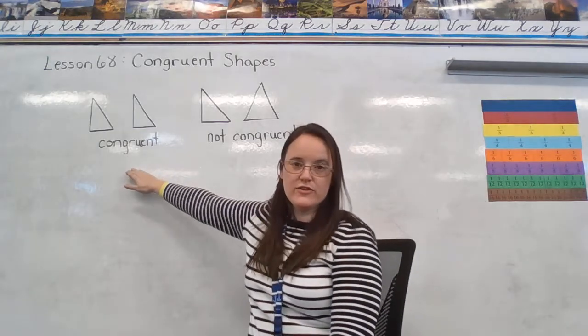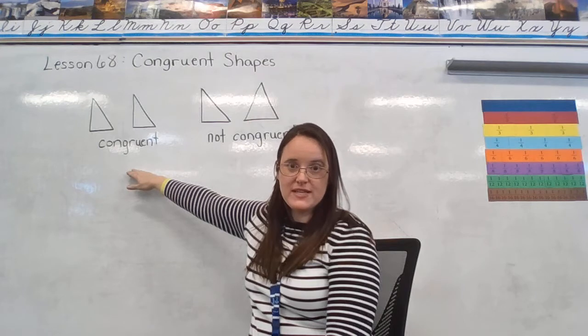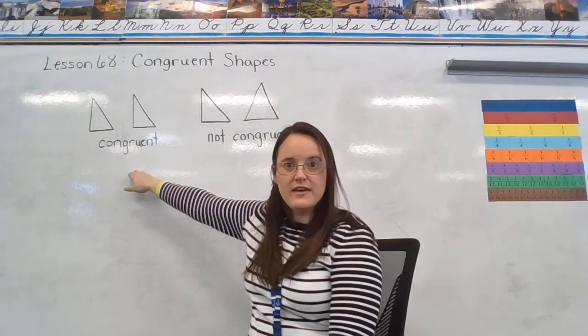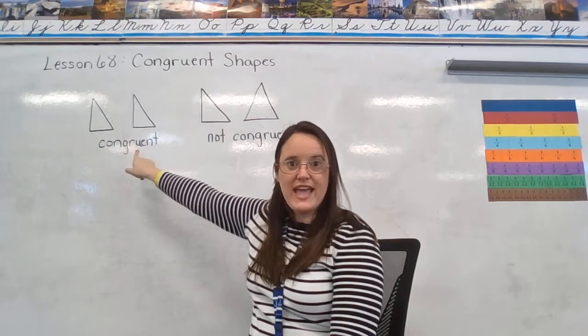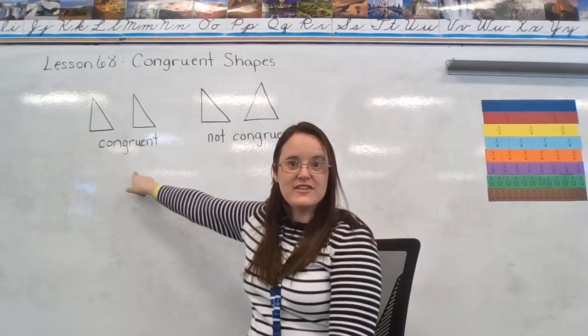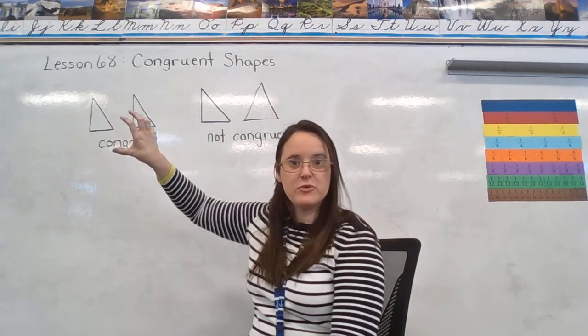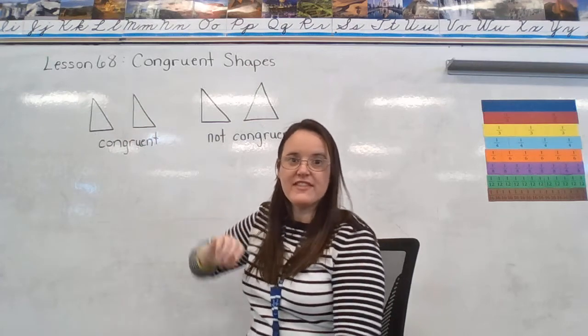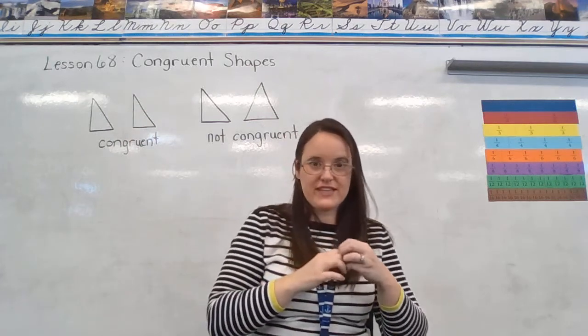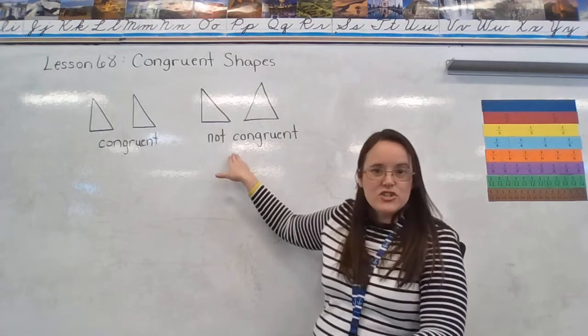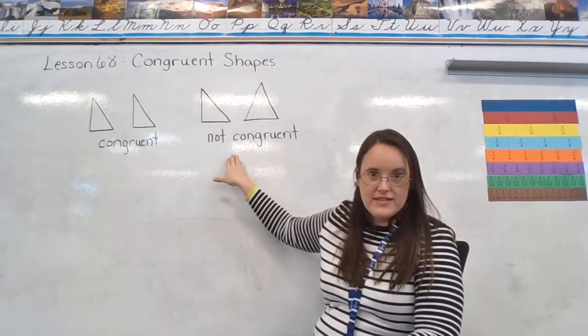These two triangles are congruent. They're the same type of triangle. They both have a right angle, and they're the same size triangle. If I could pick one up off the board and set it on top of the other, it would line up perfectly. These two are not congruent.